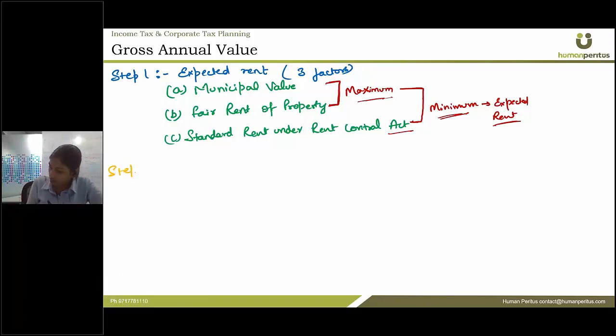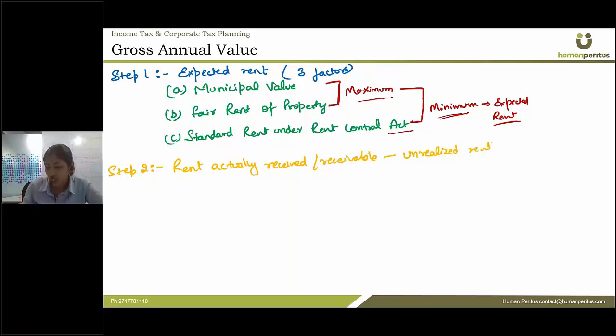Second step is we calculate rent actually received or receivable minus unrealized rent. So in the second step, we calculate the rent that the SSC is actually receiving or will receive, deducted with the unrealized rent that he should have received, but the person to whom he had let out the property fails to pay the rent. So that is unrealized rent.